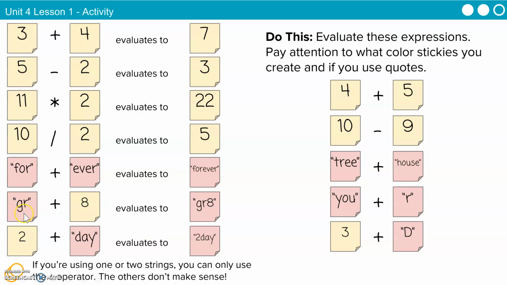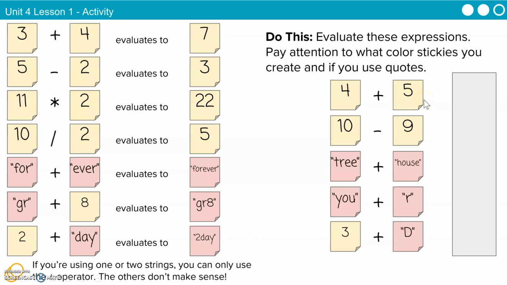If we take a string like "gr", that sound, and we put it with 8, it's going to convert all of this into a string because it doesn't know how to add letters to numbers, but it just makes it an expression. Great. "gr8". Same thing happens if you do first a number and then add "day" to it. It becomes "2day".